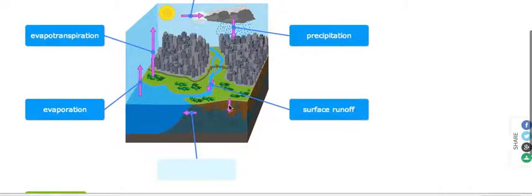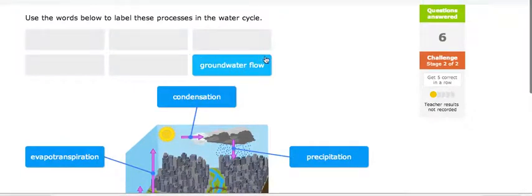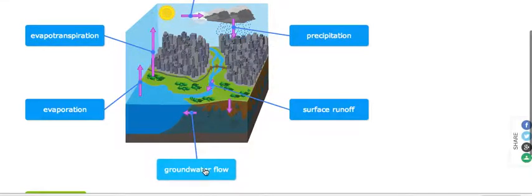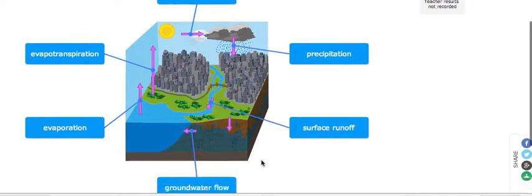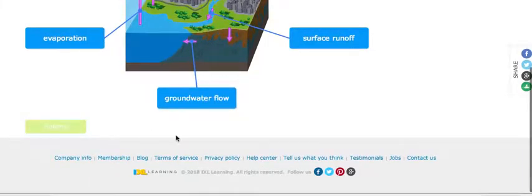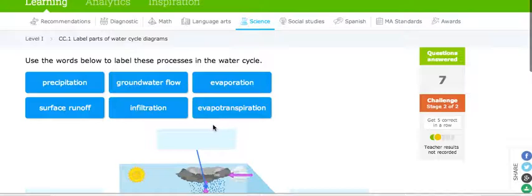Now, this is an arrow here, but I don't have to label it. There's no spot to label it, but this one I do. So I know this is infiltration, but I don't have an infiltration option. So this one here is groundwater flow. This is that underwater river. So let's see if I get this right. And we submit it. Yes, I am brilliant. I am really brilliant.